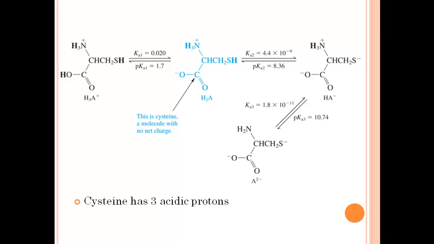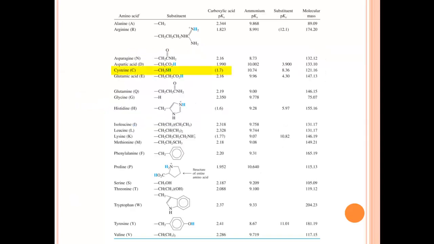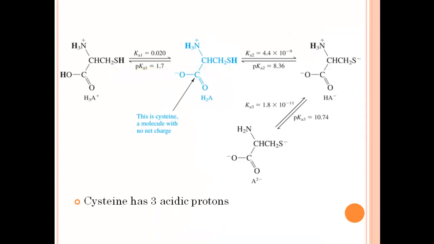So you start out with H3A+, which has 3 acidic protons. The first one to go is the one from the carboxylic group, and you see that the pKa is 1.7, which is exactly what's said right here, 1.7. That's actually your amino acid. Your amino acid is the molecule that has no net charge, so in essence the zwitterion. The second pKa is 8.36, and of course you can see it's the proton off of the substituent group, and that's designated HA-. And the third pKa is even less acidic. It has a pKa of 10.74, and that's finally the one on the amino group.